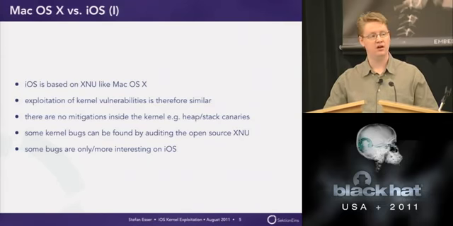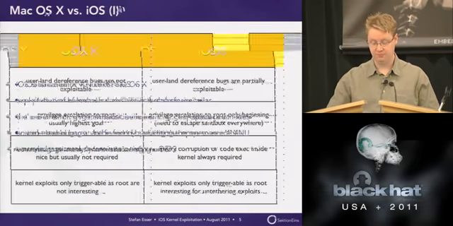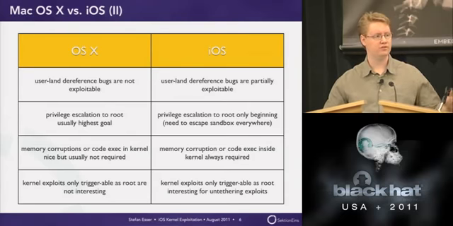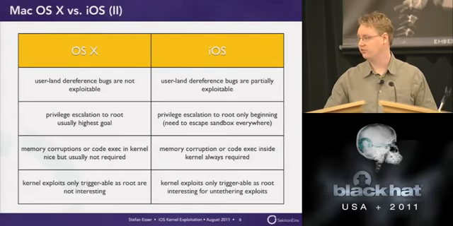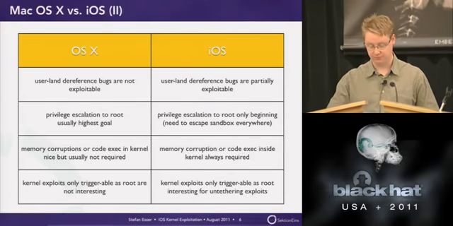The other thing that's different is the bugs you're searching for; they're different between macOS and iOS. When you look at macOS, you will see that userland dereference bugs are not possible, because userland and kernel space are not sharing the same address space. In macOS, they are actually starting both at zero. In iOS, it's different. In iOS, you have all the kernel above 2 gigabytes, and the userland is below 2 gigabytes. So sometimes these kinds of bugs are exploitable, or you can use this feature during kernel exploitation.